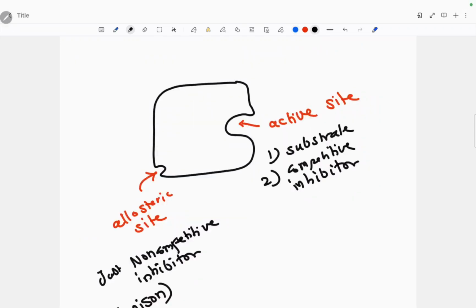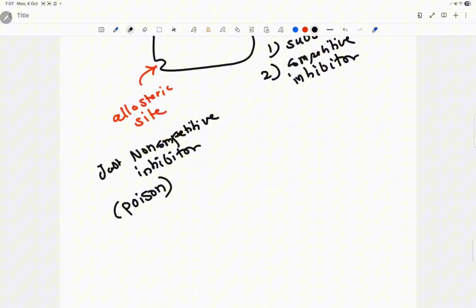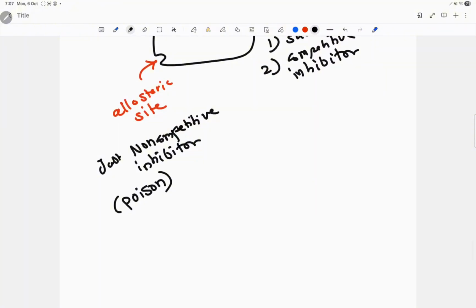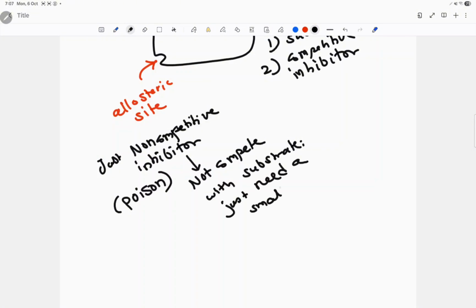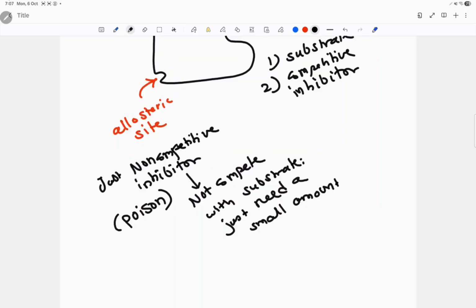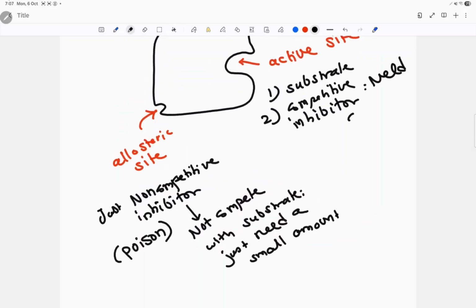This is an enzyme. It's got two sites, the active site and the allosteric site. Two things combine on the active site, the substrate and the competitive inhibitor. One thing combines on the allosteric site, which is the non-competitive inhibitor. Okay? There is no competition with anyone. So if it binds here, it will not compete with the substrate. We just need a small amount. If it's competitive, we need a large amount, because it must now compete with the substrate.